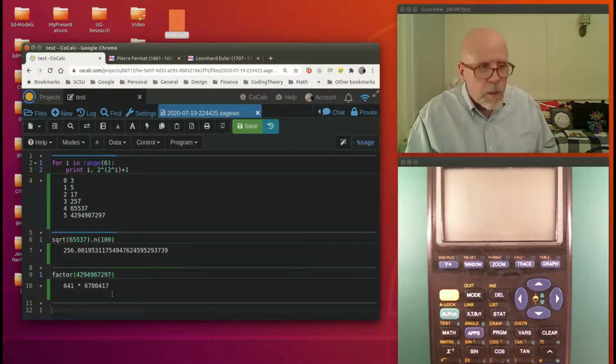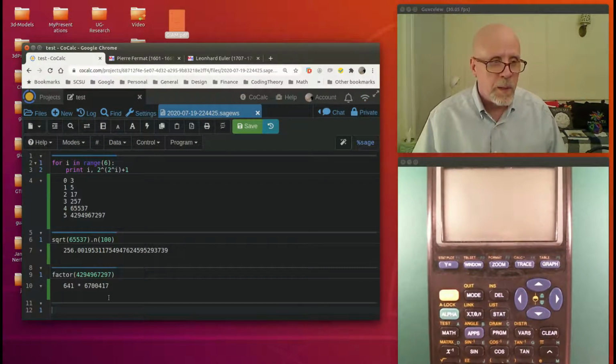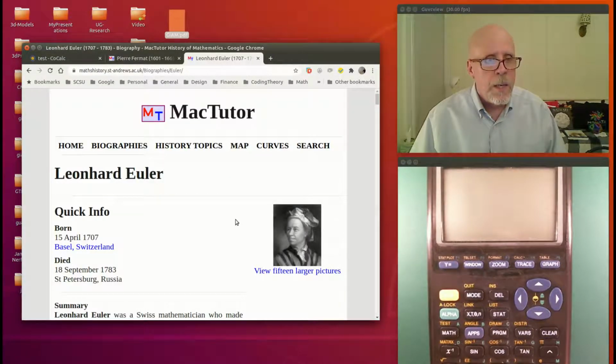Today we could do that in a tenth of a second and get the answer, but Euler had to do something else. I do need to say something about Euler because he's a hero. He was an amazing mathematician.